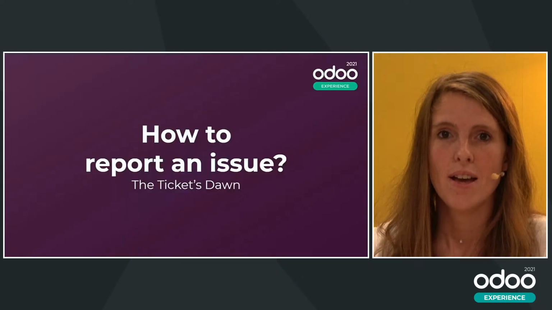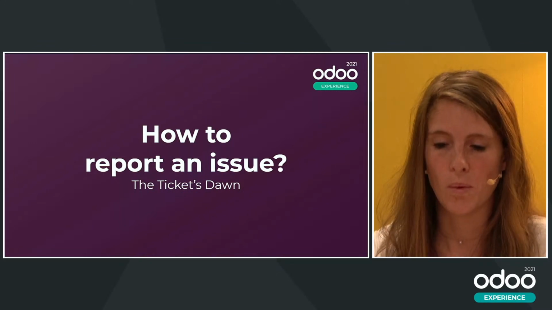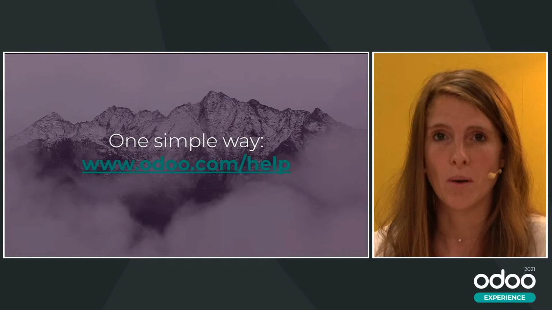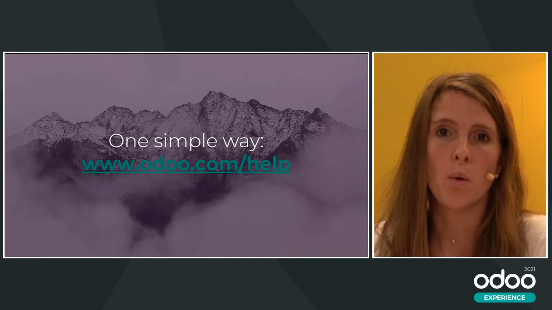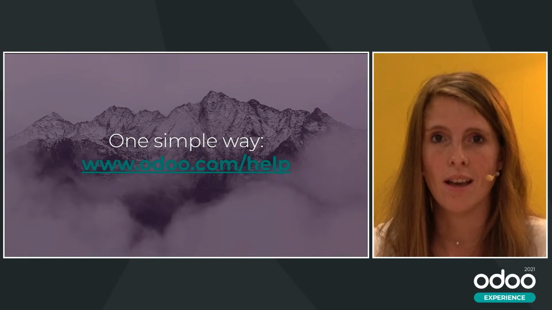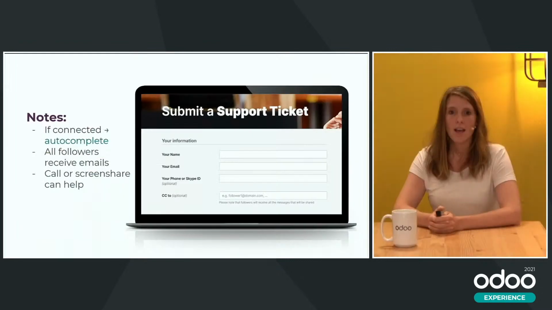So first, you have an issue. You don't know what to do. So we have a really nice page, which is called odoo.com/help. If you go on our website, there is also a button called support. Just click on it, and you will be redirected to the right page. Then when you click there, you arrive at the page to submit a ticket.